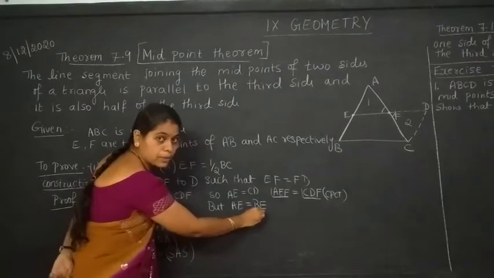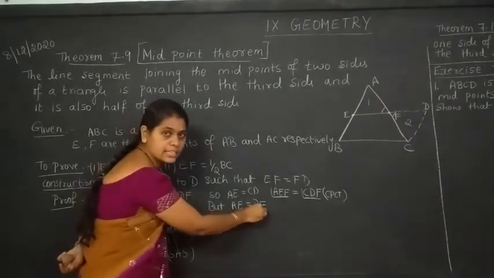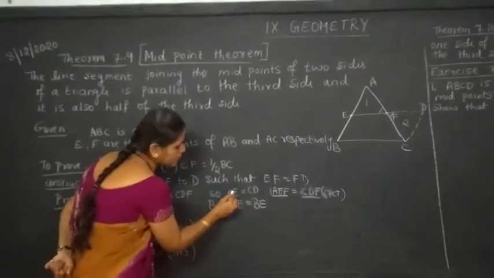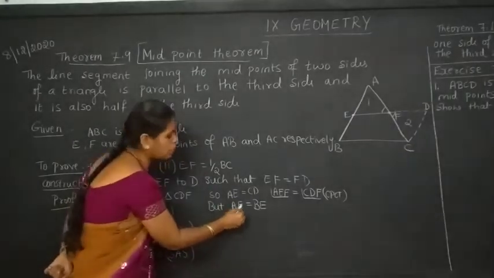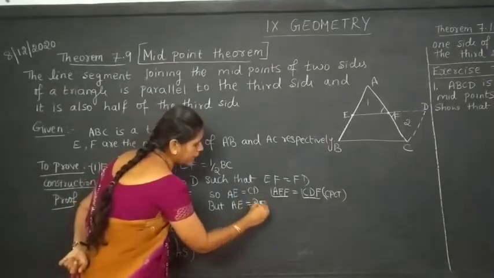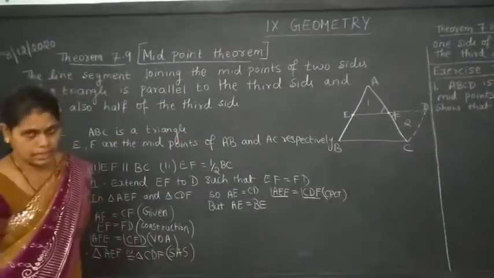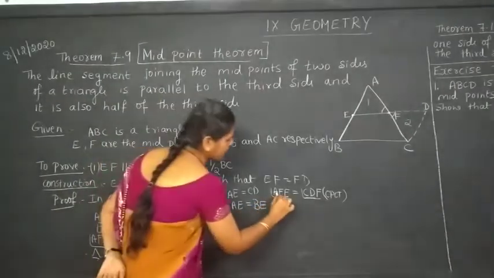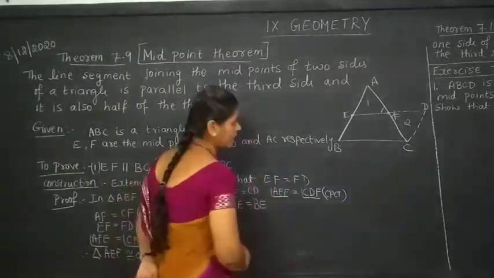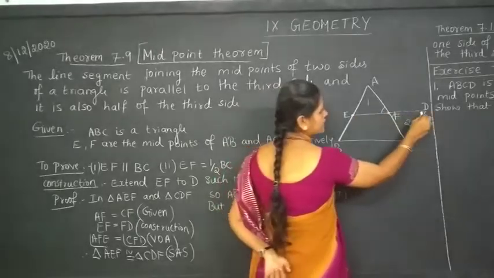Yes. Why? Because according to the axiom, things which are equal to the same thing are equal to one another. So, BE and CD are equal. And one more thing, see properly, these two angles are equal.